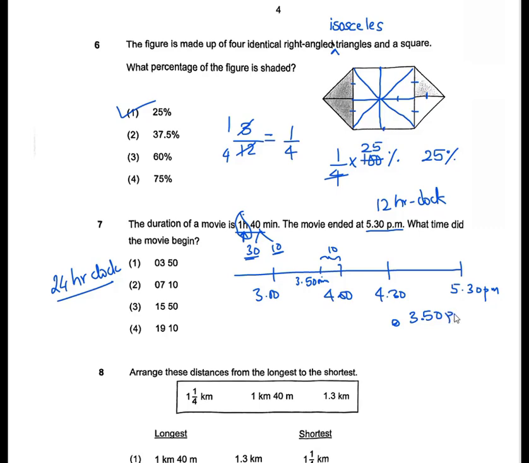And this is PM. So anytime you have PM, if you want to convert it into 24 hours clock, add 12 to it. So the answer would be 15:50 PM. So if you get an AM, you don't have to do anything to convert it into 24 hours clock. But if you have it in PM, add 12 to it. So you get the answer to be 15:50. So the answer should be 3.